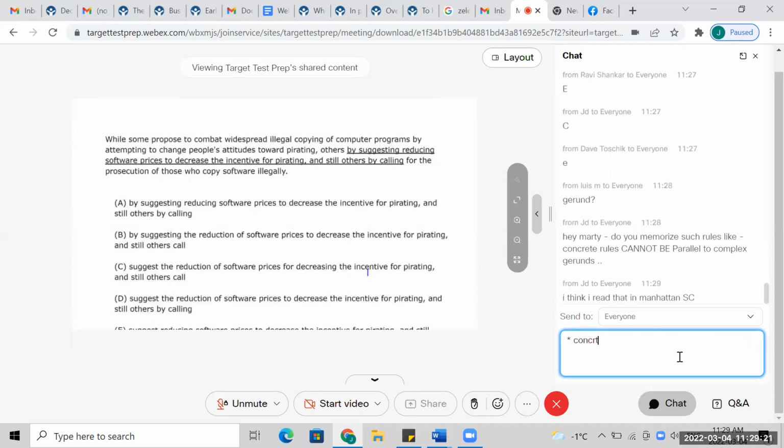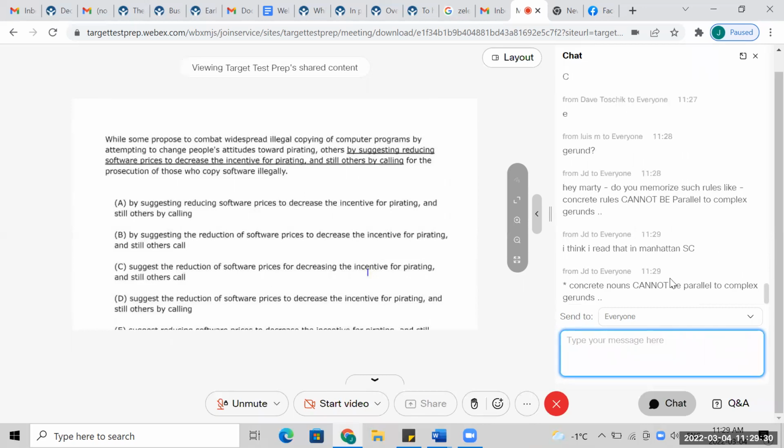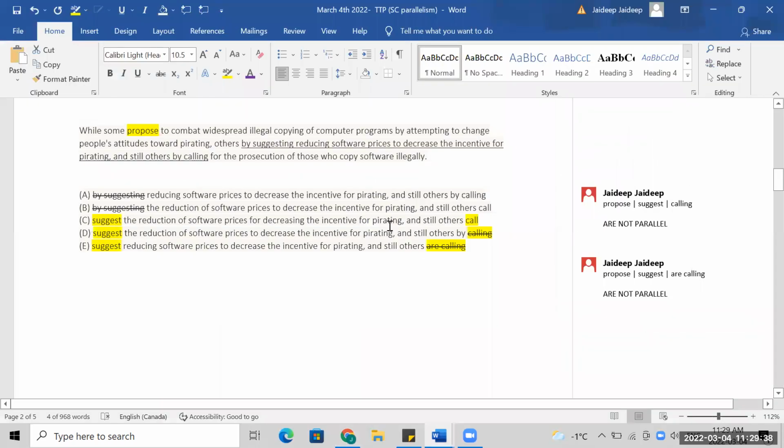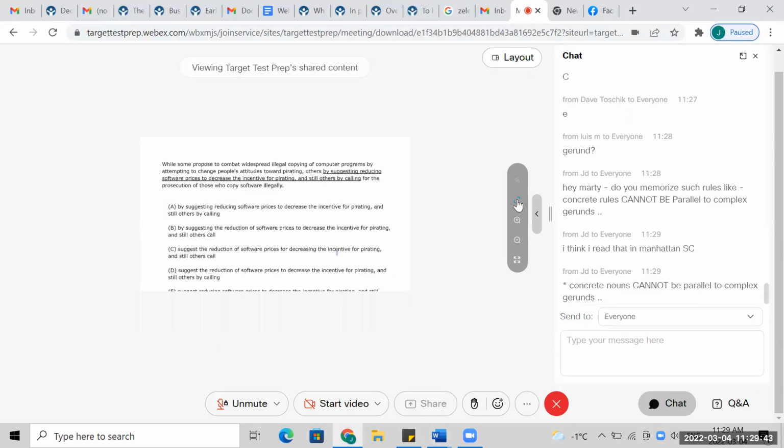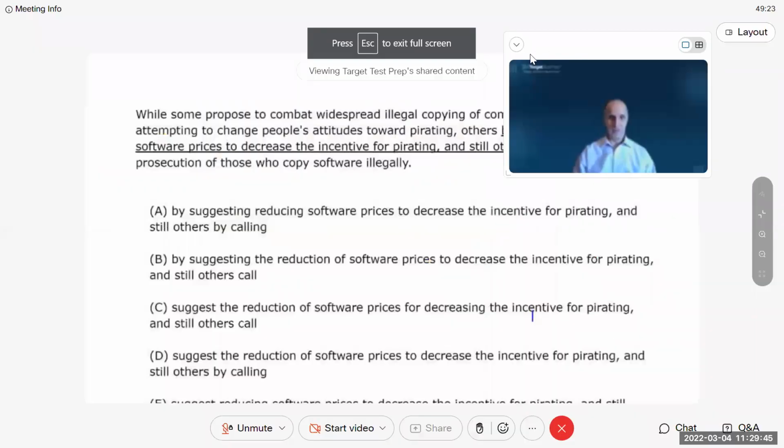Okay, while some propose to combat widespread illegal copying of computer programs by attempting to change people's attitudes toward pirating, others by suggesting reducing software prices to decrease, and still others by calling for the prosecution of those who copy software illegally. Okay, so what do they do here? Is this right? Let's check it out.